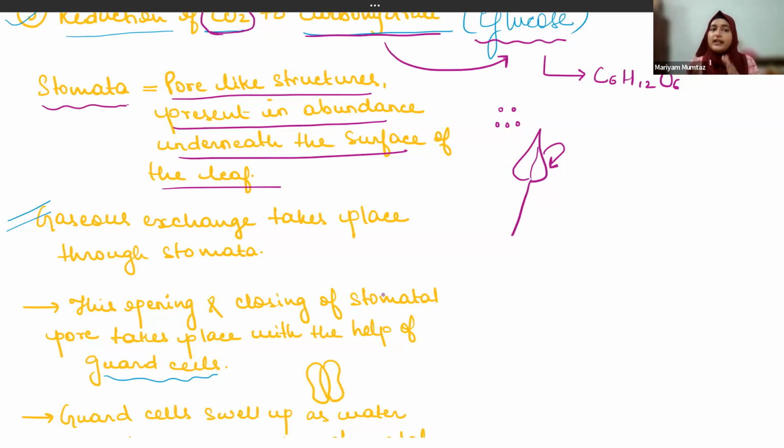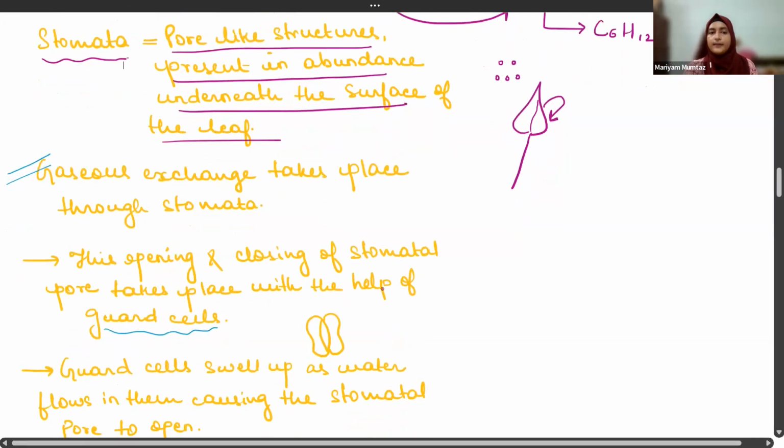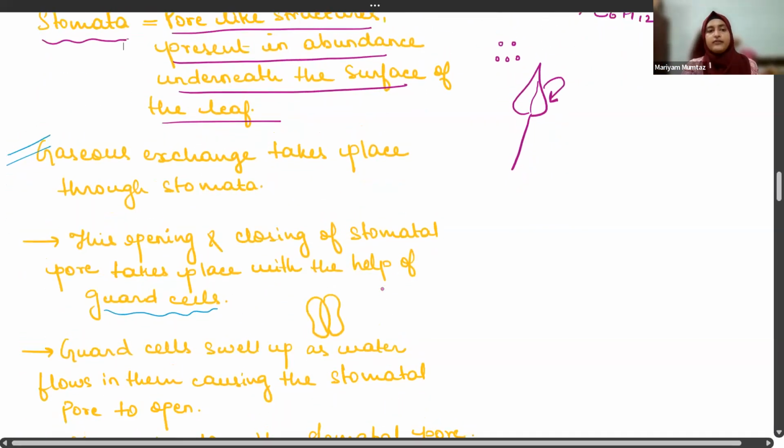But to prevent that, the plants are so smart that they have the stomata on the lower surface, so that this portion is not exposed to the air. That is why transpiration is checked by this mechanism. Is it clear to everybody? Why is stomata present on the lower surface? Yes, ma'am. Okay, very good.